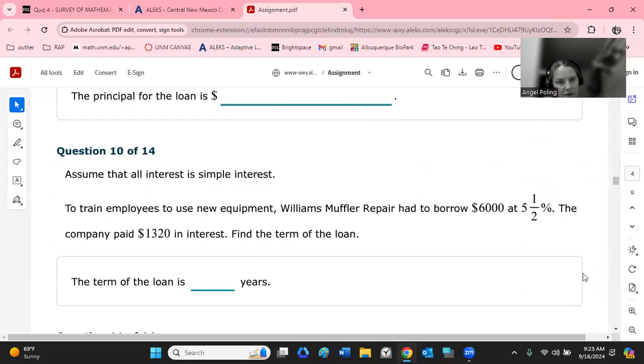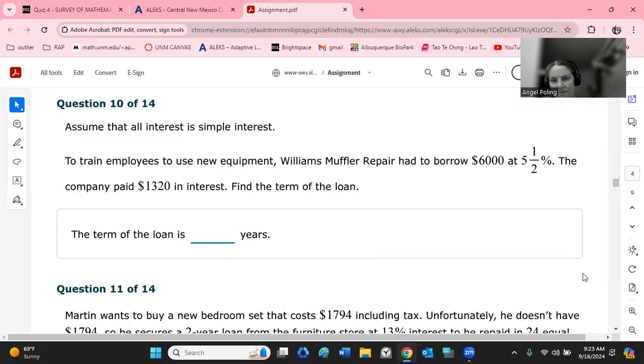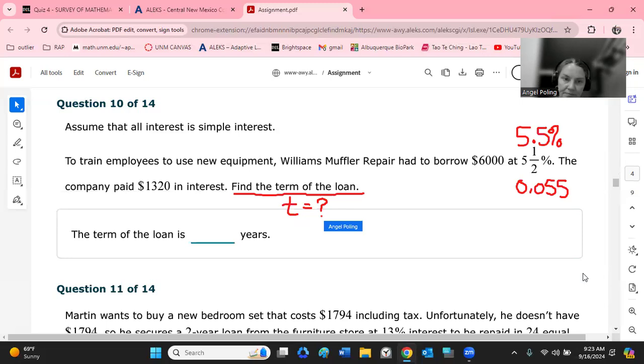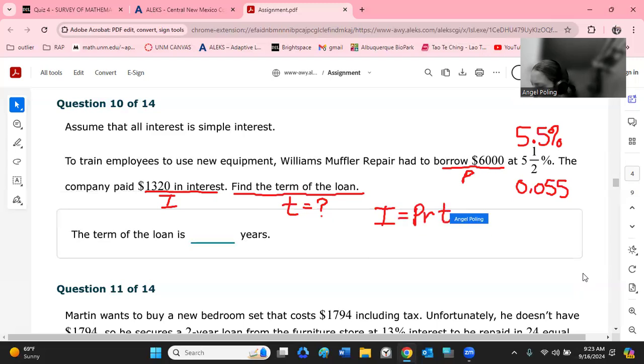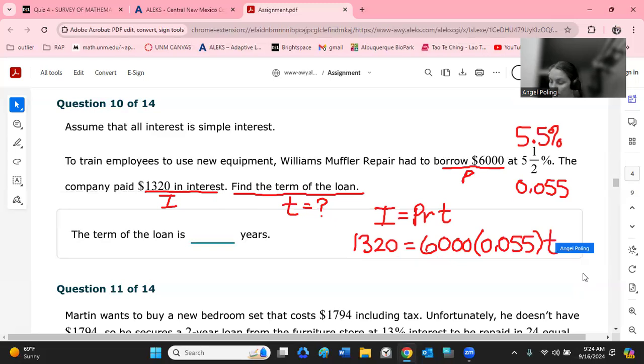And then number 10, we've got to train employees on new equipment. Williams Muffler Repair had to borrow 6,000 at 5.5%, which is 0.055. The company paid $1,320 in interest. Find the term of the loan. So what is T is what they're asking us here. Okay, so 1320 was I, and we borrowed P. So I equals PRT is 1320 equals 6,000 times 0.055 times some mystery quantity T.